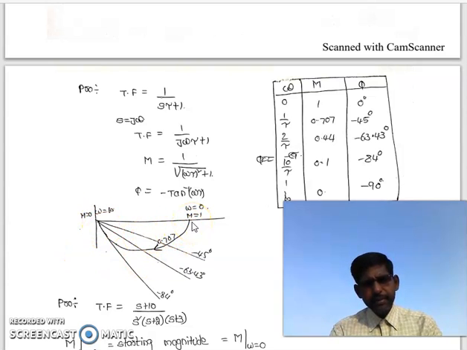Please observe carefully, it's the main important point: why we are starting from here and why we are ending here. The magnitude is 0 at the origin. Here the magnitude is 1. Where the magnitude is 0, it is at omega equal to infinity. Where the magnitude is 1, it is at omega equal to 0. At omega equal to 1 by tau, the magnitude is 0.707. Join all these points, and the curve will be like this.